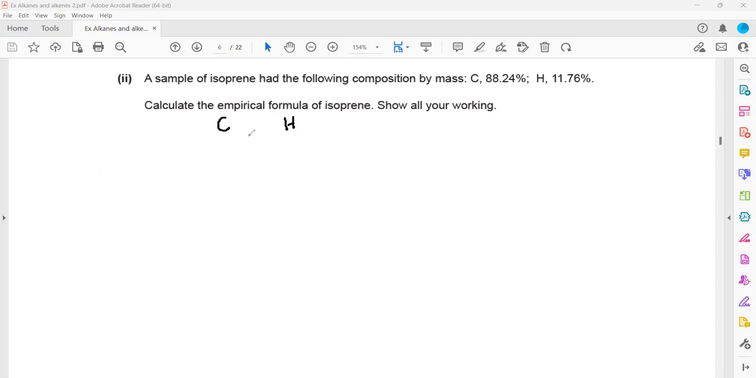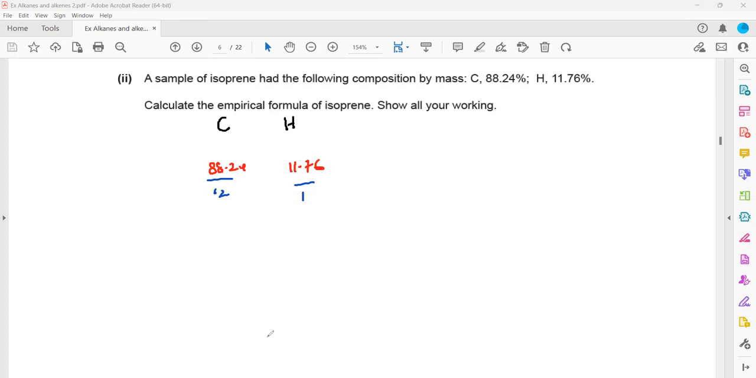So first we have 88.24 and then we have 11.76. We divide by atomic mass, so carbon will be 12 and hydrogen will be 1. 88.24 divided by 12, what's the answer? Those who are not participating, use the chat to state the answer.